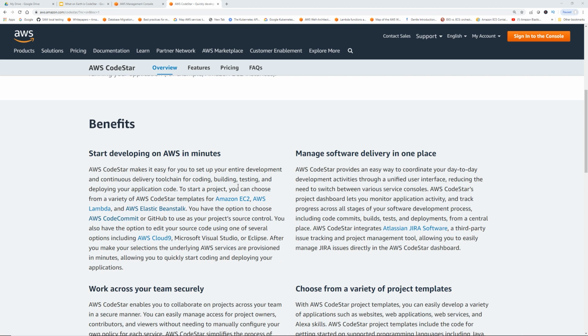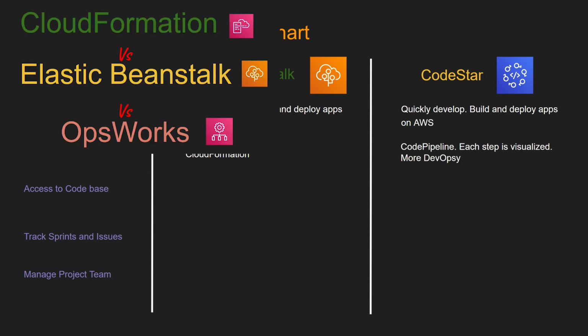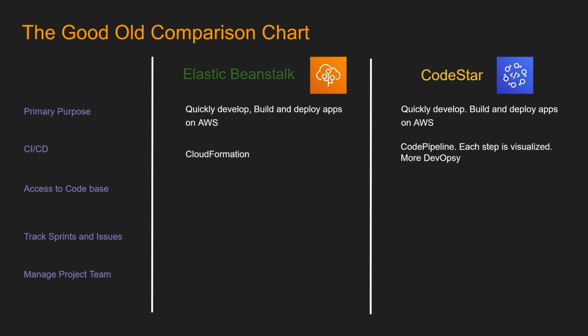All right, let's go back to our good old comparison chart, and then we're also gonna take a look in the console with an actual demo. The primary purpose for both Elastic Beanstalk and CodeStar is to quickly develop, build, and deploy apps on AWS. For CI/CD, Elastic Beanstalk utilizes CloudFormation. If you see my other video about Elastic Beanstalk, you could see that as soon as you spin up an Elastic Beanstalk stack, you will see a CloudFormation stack getting created. CodeStar uses CodePipeline, and each step is visualized, and it is more DevOpsy. We're going to see this part in the demo, and this will become more clear.